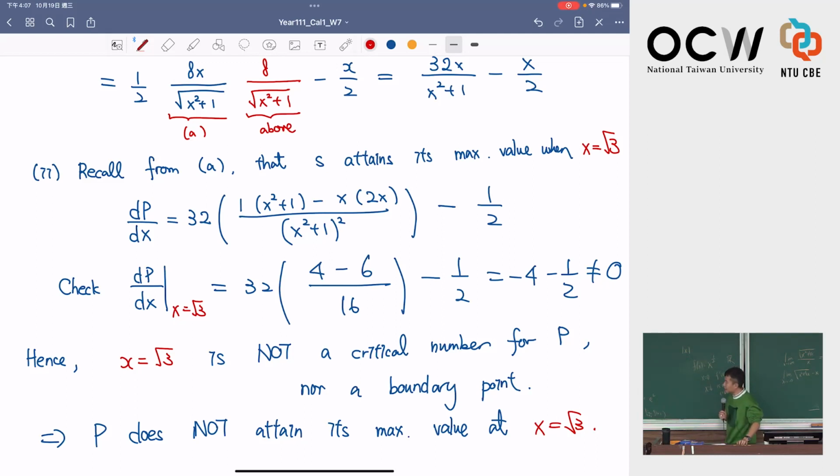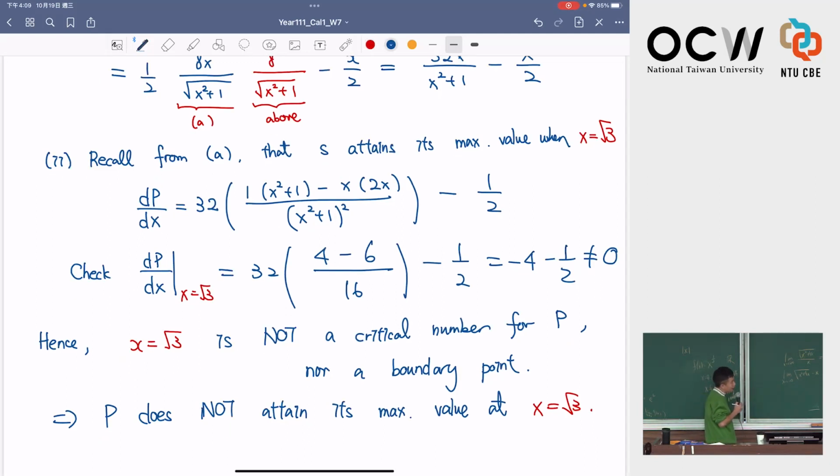So that's the idea. You realize that this point is not a critical number for P, and also it's not a boundary point, and we've learned that the only way to attain an extreme value is either at a critical number or a boundary point. And root 3 is neither of them. So you cannot obtain a maximum value there.